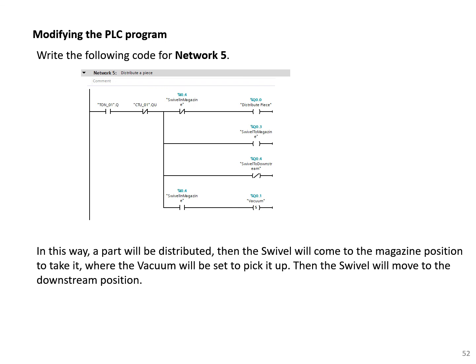Once we are on the other side, on the downstream, then the negated swivel to magazine is true, and we could provide a piece. Once we are in the magazine, we cannot provide a piece.